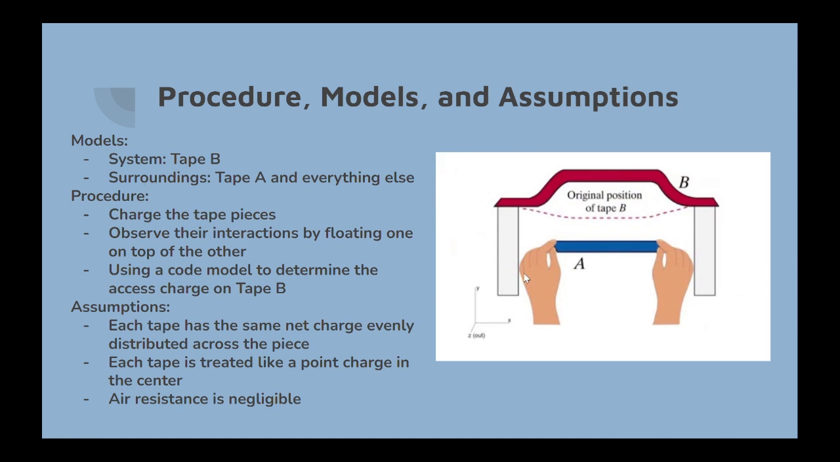The procedure is to charge the two tapes by ripping them from another piece of tape that is laid down on a flat surface, and then observe their interactions by floating one on top of the other like seen here, and we'll use a code model to determine the excess charge on tape B. Our assumptions are that each tape has the same net charge evenly distributed across the entire piece. Each tape is treated like a point charge in the center, and air resistance is negligible.